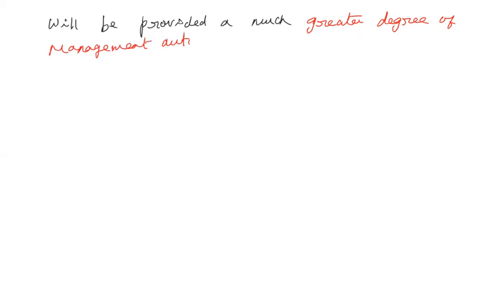Management autonomy. So what is a greater degree of management autonomy? That means whatever the healthy units which are remaining under the public sector will be given a greater degree of management autonomy. That means the government will not interfere in all the managerial decisions.